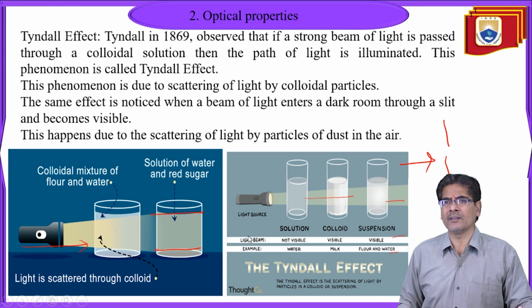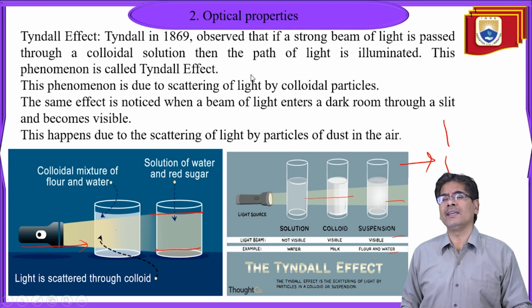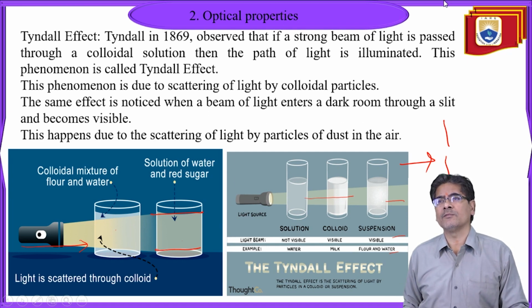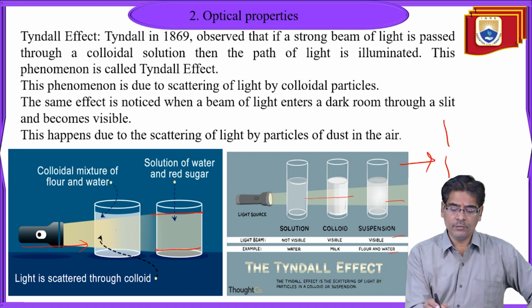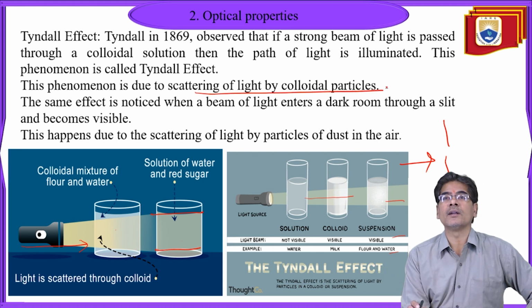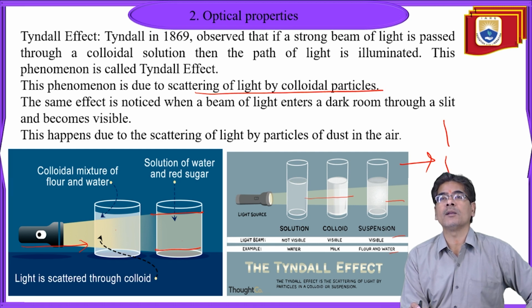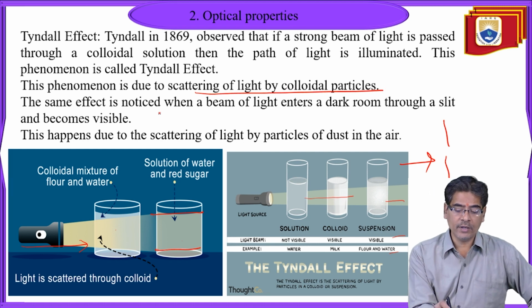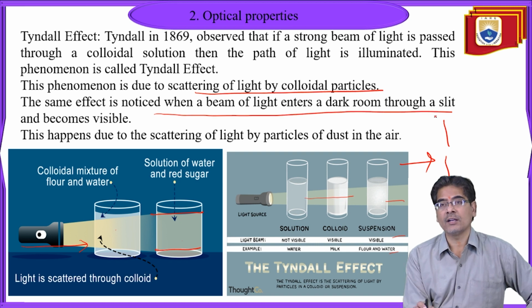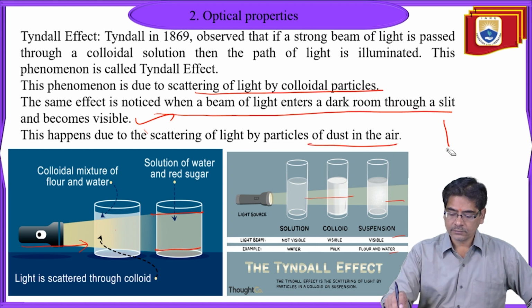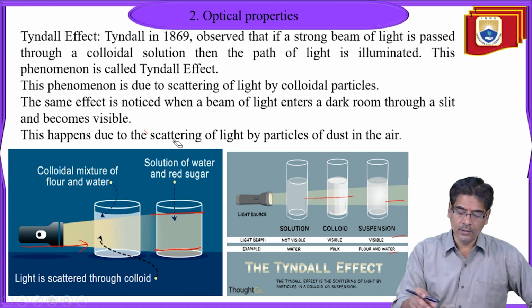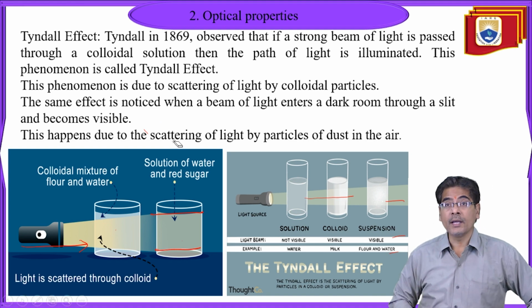To summarize, Tyndall in the year 1869 observed that if a strong beam of light is passed through a colloidal solution, then the path of light is illuminated. This phenomenon is called the Tyndall effect, and it is due to scattering of light by colloidal particles. The same effect is noticed when a beam of light enters a dark room through a slit and becomes visible, due to scattering of light by particles of dust in the air. This is what we call the optical property.